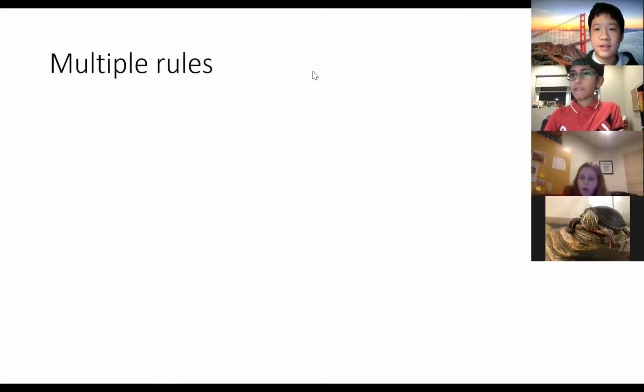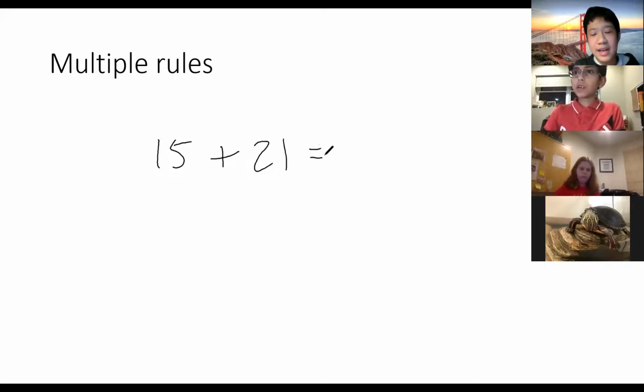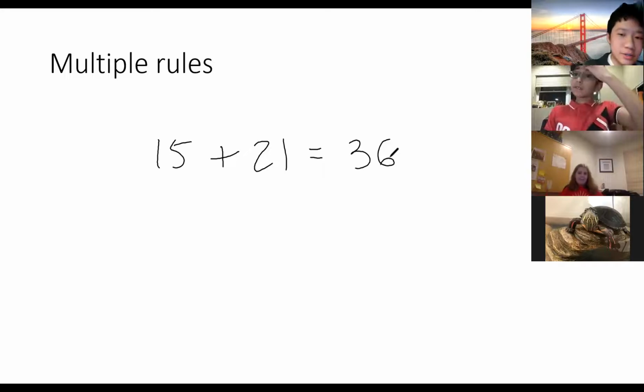So now we have some rules about multiples, okay? If I had a multiple of 3, let's just say 15, and I added that to another multiple of 3, 21, is my answer going to be a multiple of 3? Well, yes. It has to be a multiple of 3. So why is that true?